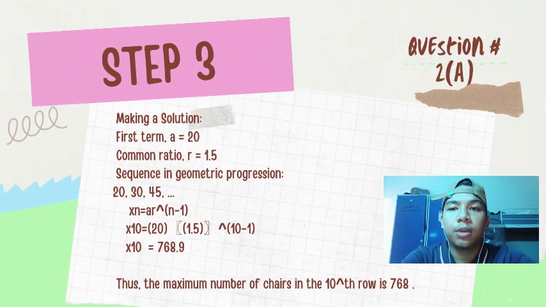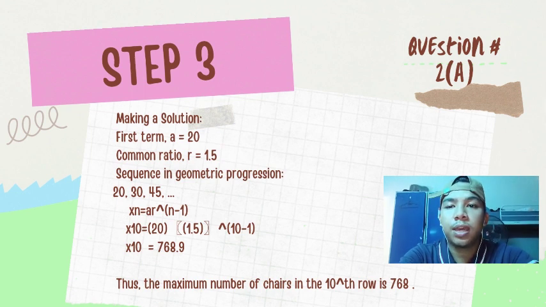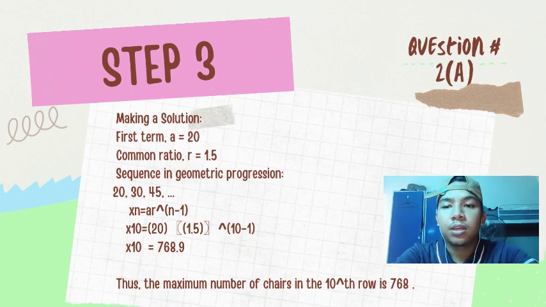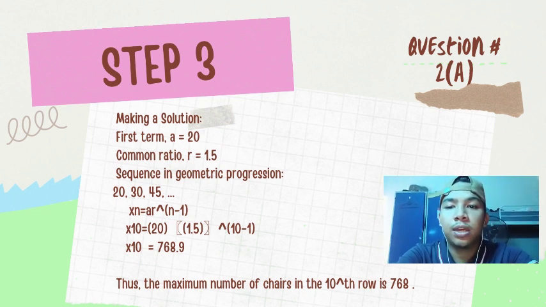Step 3 is making a solution. From the question, we got first term A is 20, common ratio R is 1.5, and the sequence in geometric progression is 20, 30, 45, with the formula Sn equal to A times R power n minus 1.